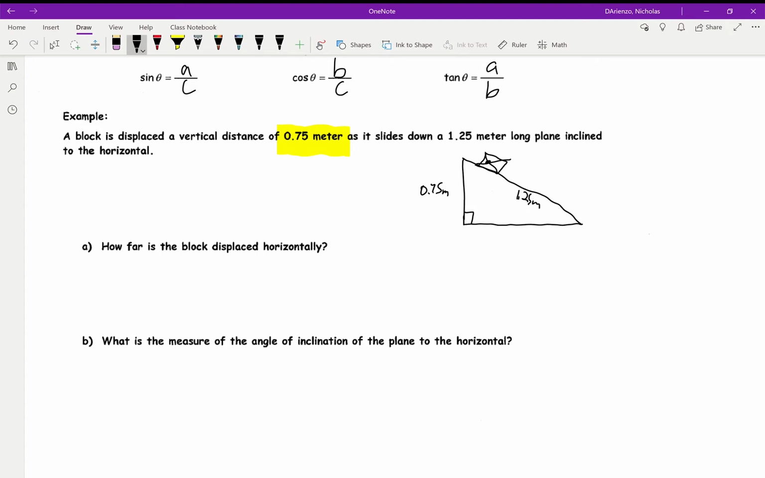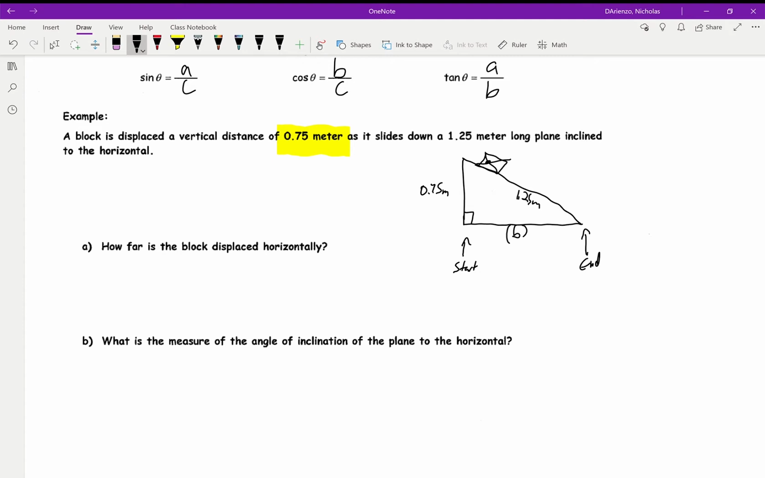We now have a sketch of what is happening in the question. How far is the block displaced horizontally? So what we're looking for, from where it starts at the top of the ramp here, is how its position on the x-axis changes from the top of the ramp to the bottom of the ramp. And this distance is also known as b.